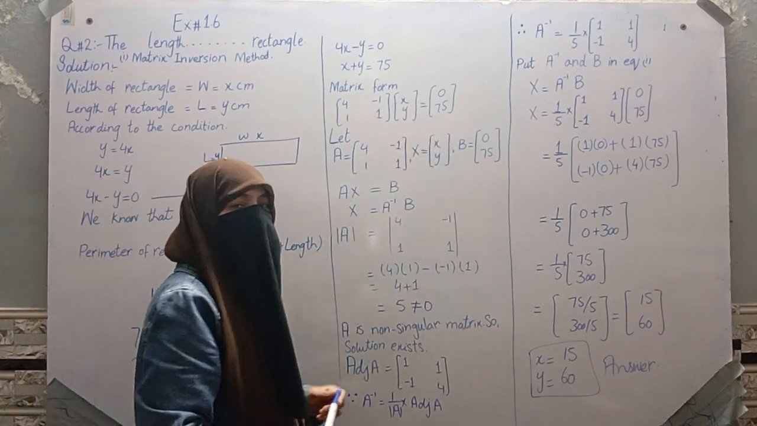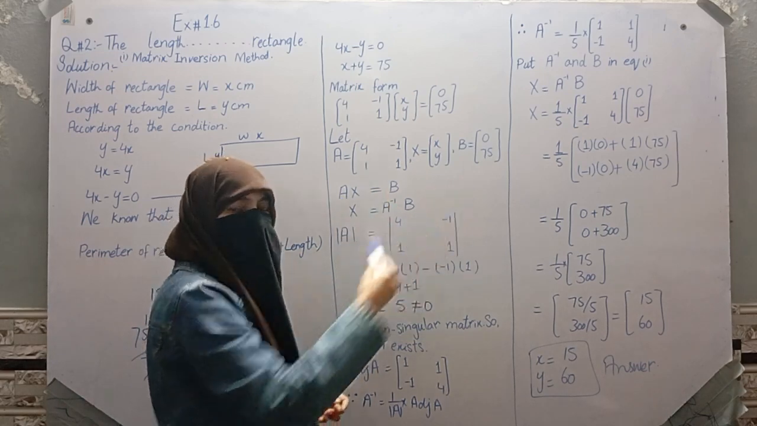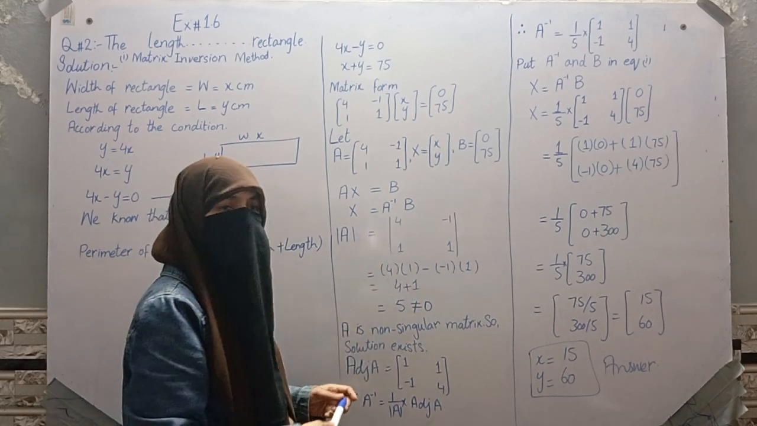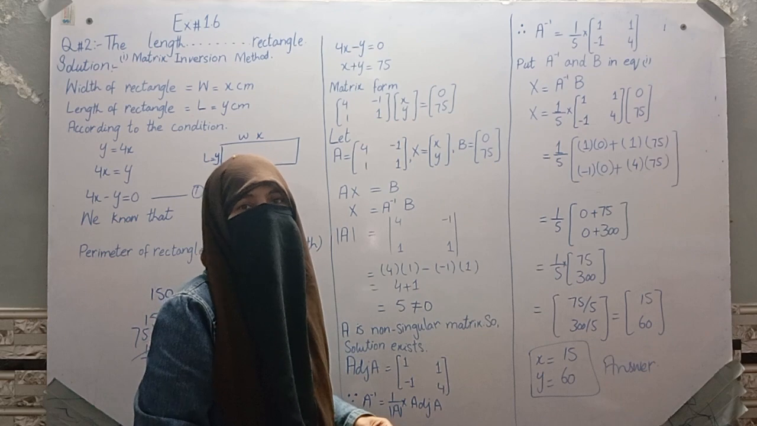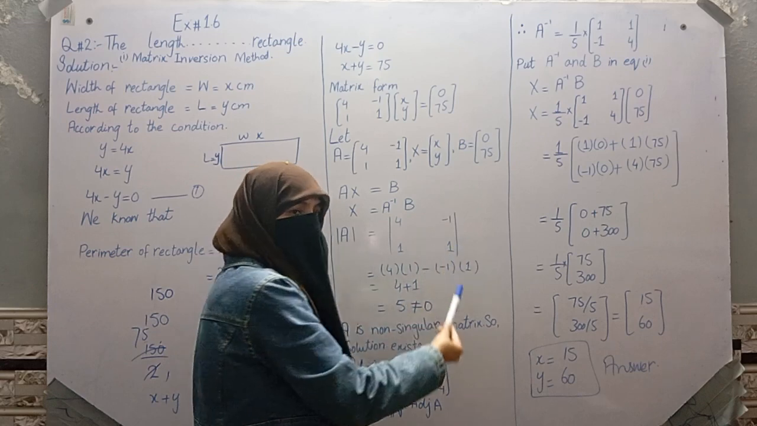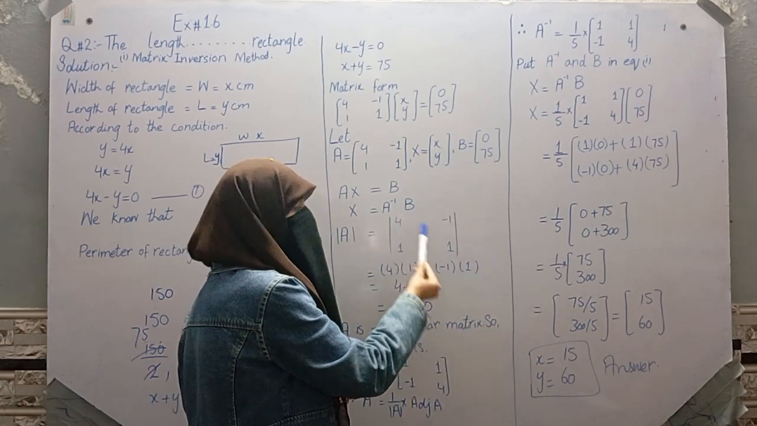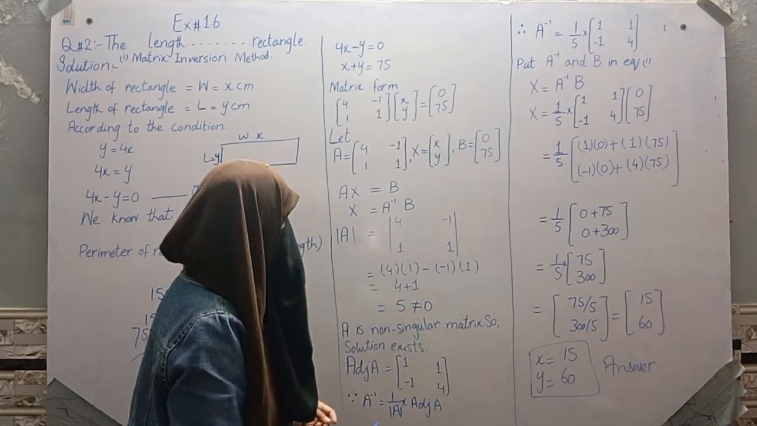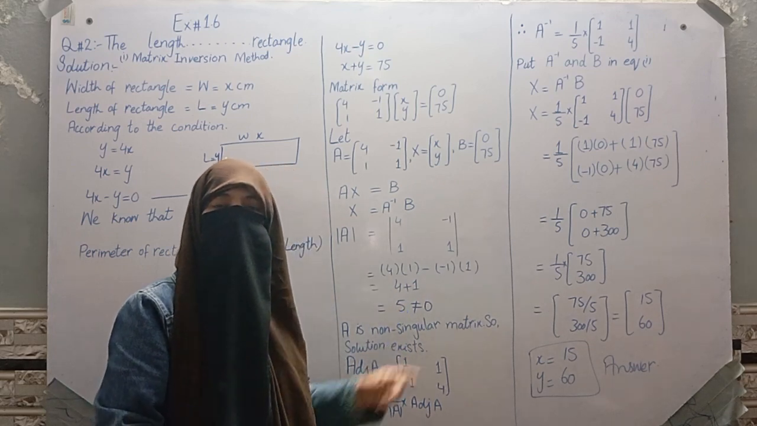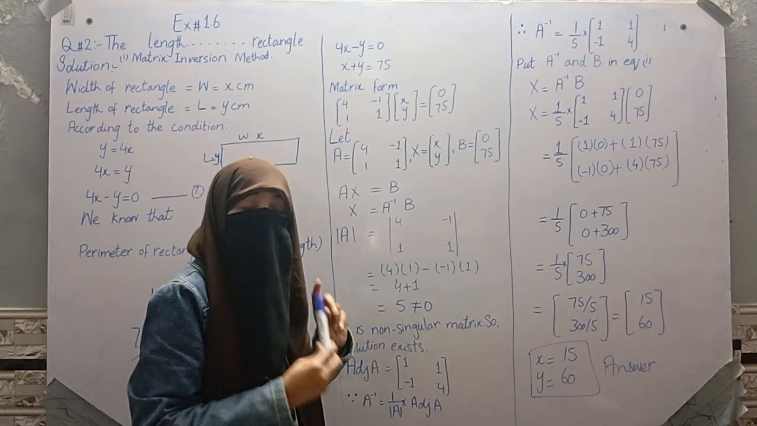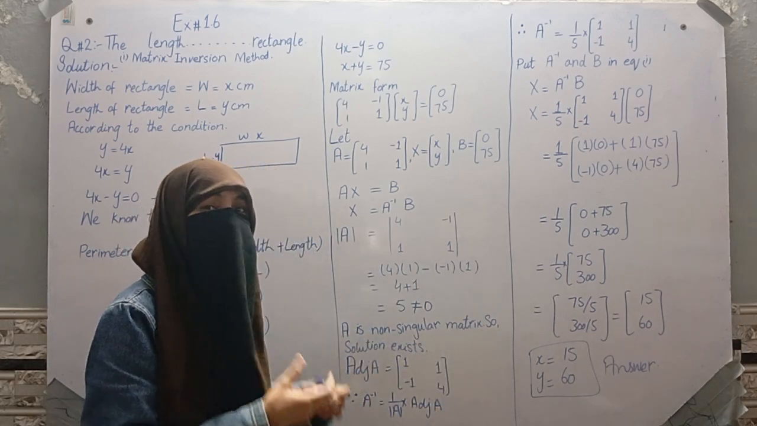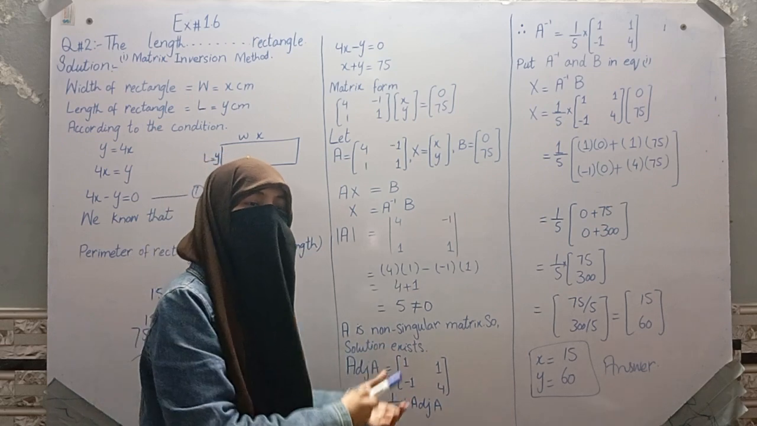Now we put the formula AX is equal to B. Here A is positive, then when it comes to the other side, it becomes the multiplicative inverse of A times B. The first step toward A inverse is to find the determinant of A. A determinant means we put the sign of the determinant and take two brackets minus two brackets: 4 multiplied by 1 minus negative 1 multiplied by 1. 4 ones are 4, minus minus becomes plus, 1 ones are 1. 4 plus 1 is equal to 5. It is not equal to 0, so A is a non-singular matrix and the solution exists.